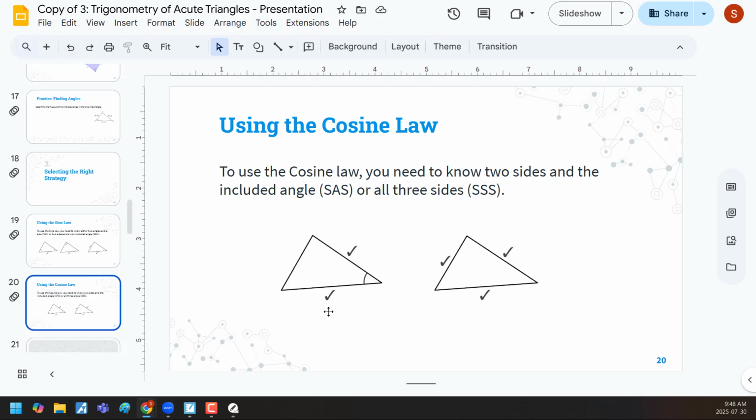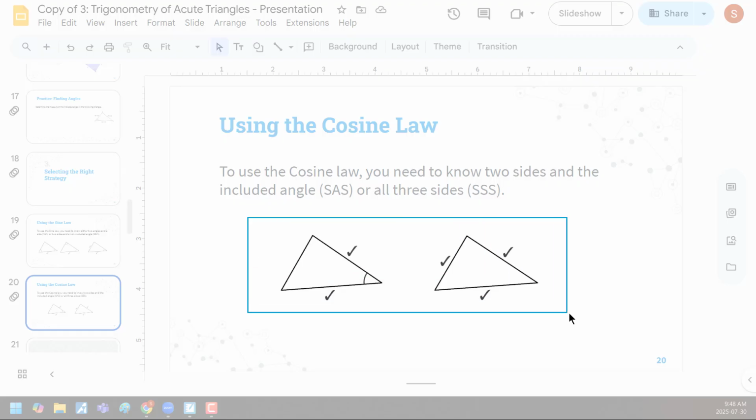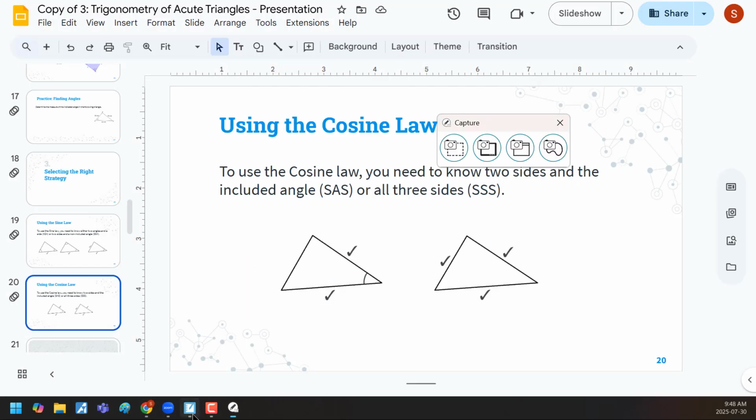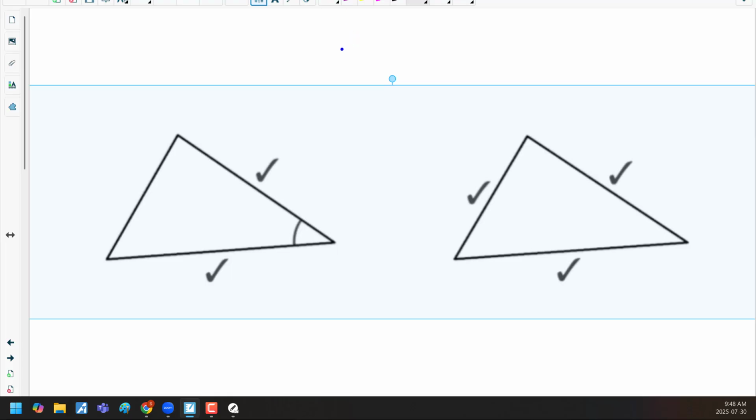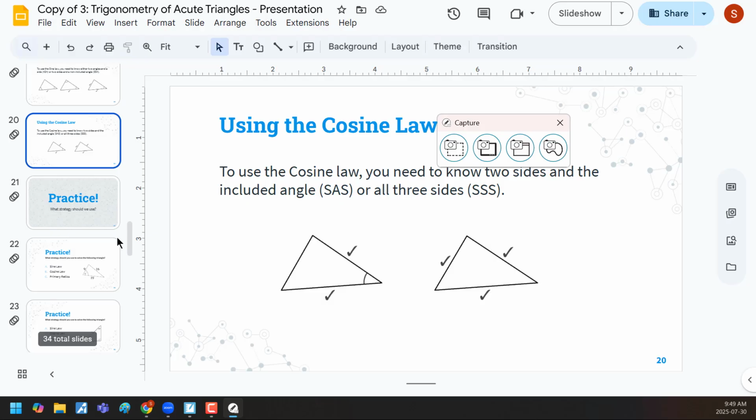Now, the cosine law is kind of the opposite, where the situations where the sine law doesn't work, you can use the cosine law. So cosine law works if you're given two sides, but also the angle that's in between. If it was any other angle, you could not use the cosine law. But in this situation, you can use the cosine law. Or the only other time is when you're given all three sides of a triangle, you can use the cosine law to find any angle within that triangle. So that's it.